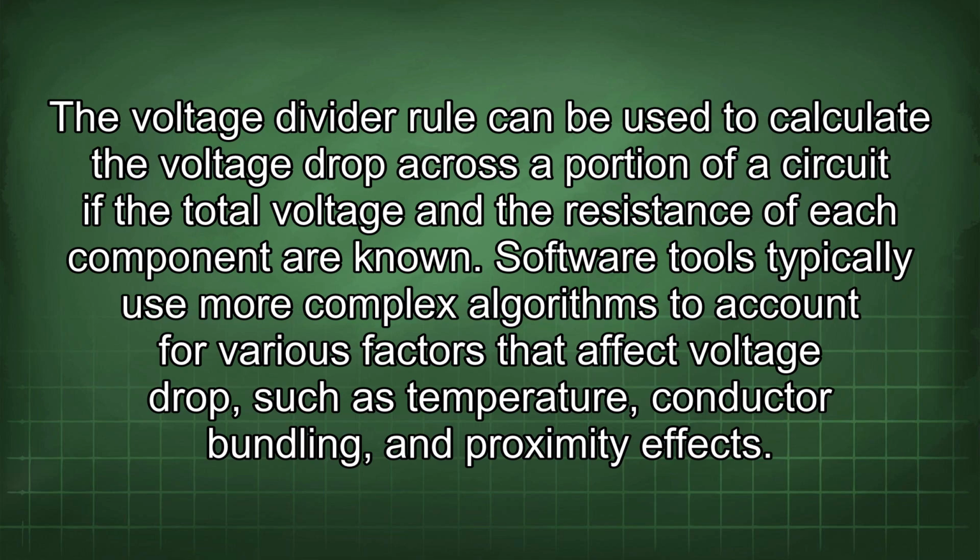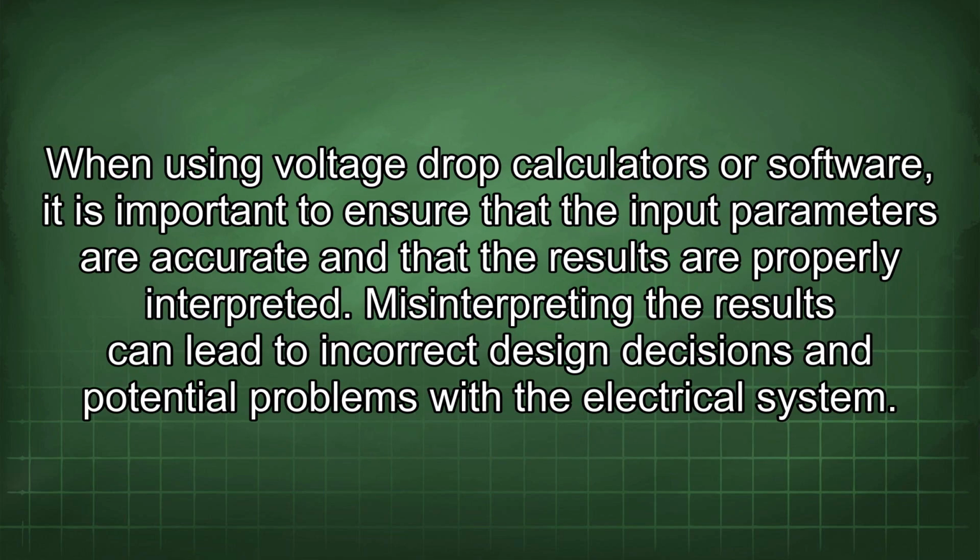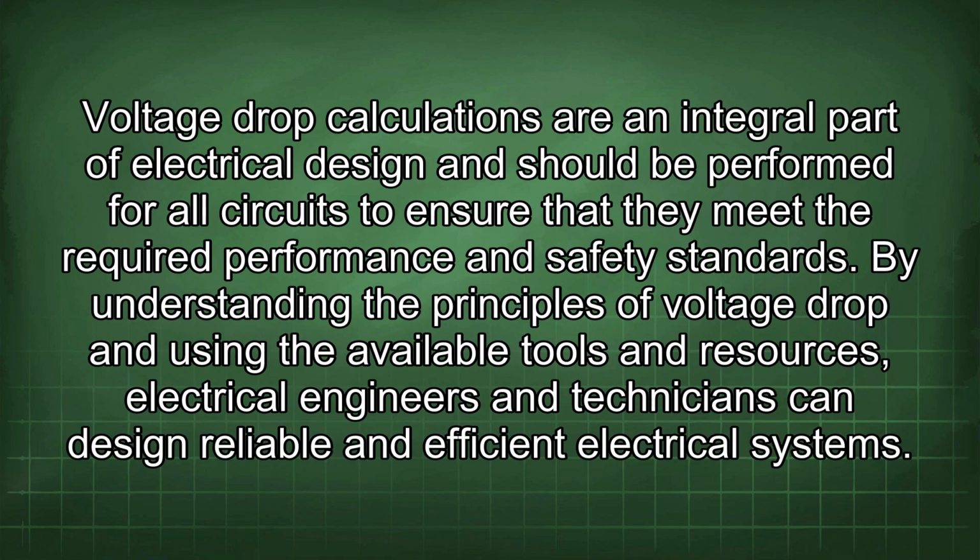Software tools typically use more complex algorithms to account for various factors that affect voltage drop, such as temperature, conductor bundling, and proximity effects. When using voltage drop calculators or software, it is important to ensure that the input parameters are accurate and that the results are properly interpreted. Misinterpreting the results can lead to incorrect design decisions and potential problems with the electrical system. Voltage drop calculations are an integral part of electrical design and should be performed for all circuits to ensure that they meet the required performance and safety standards.